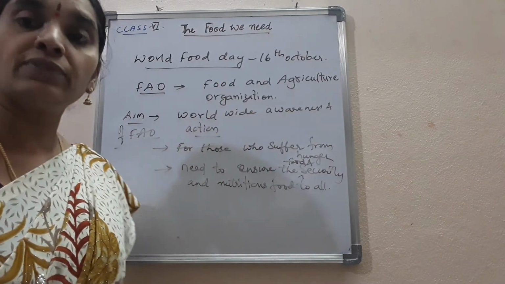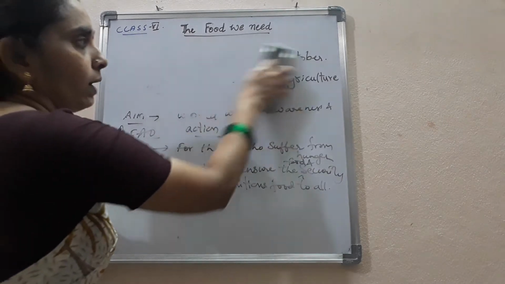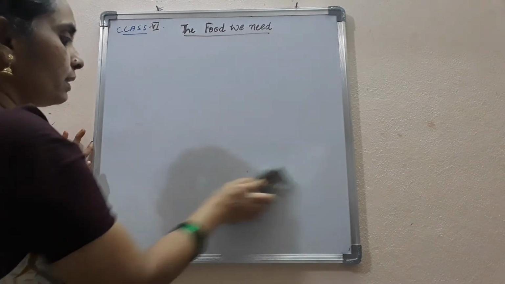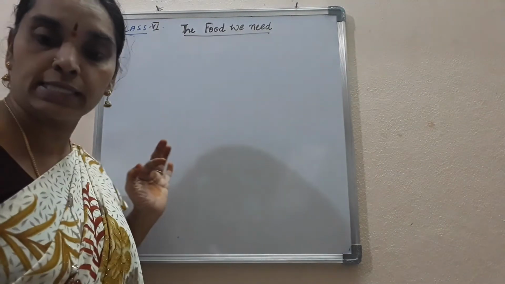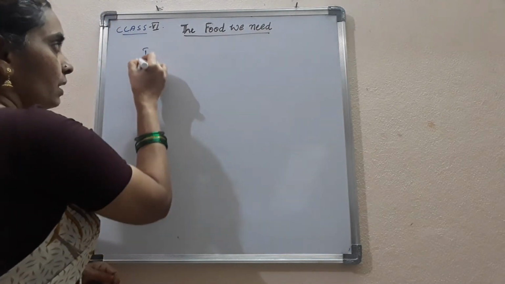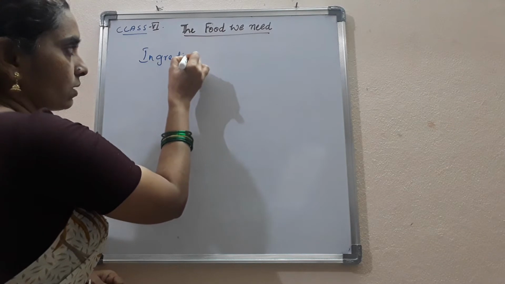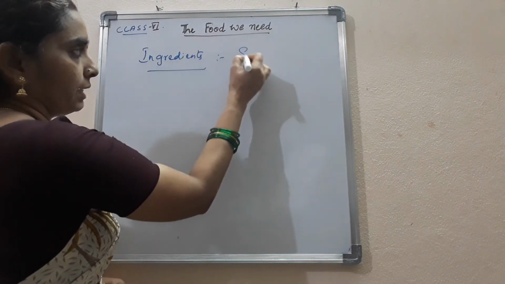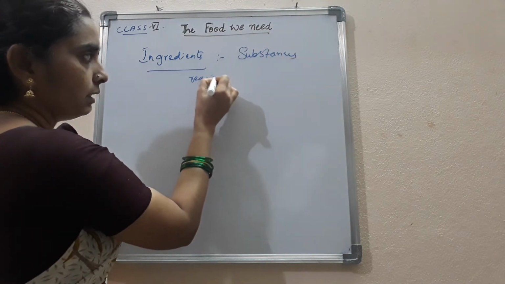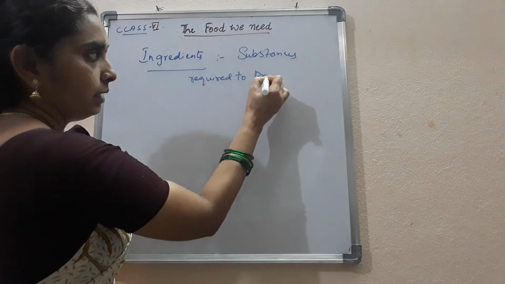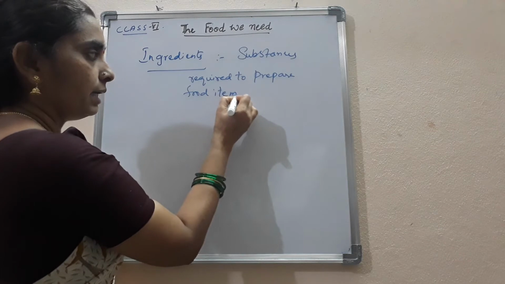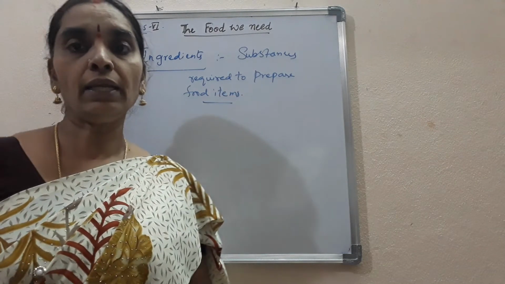Okay, now we'll see the different ingredients that are required to prepare different food items. What are ingredients? I have already described the ingredients to you, isn't it, children? Ingredients are the substances that are required to prepare food items. They are called ingredients. You already know about the ingredients.